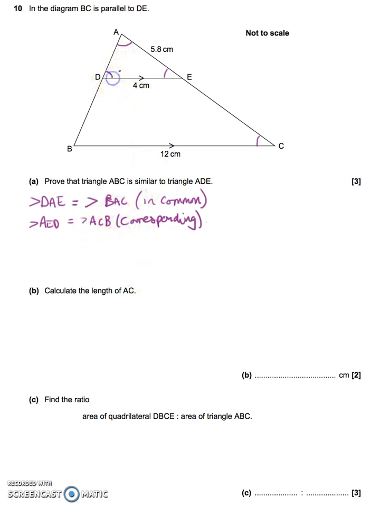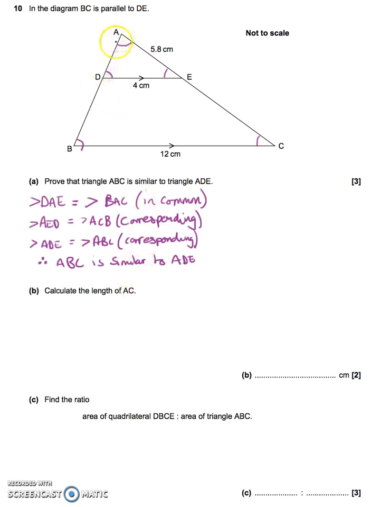And then we've got this same reason, you've got angle ADE is equal to ABC, and that's because they are corresponding as well. So there's our three reasons, and we can say that's therefore ABC is similar to ADE. 3 marks.